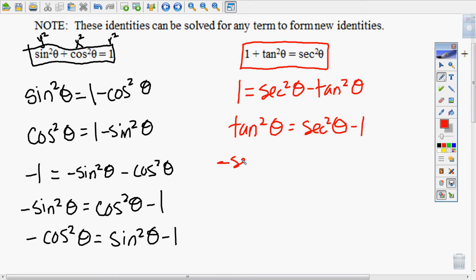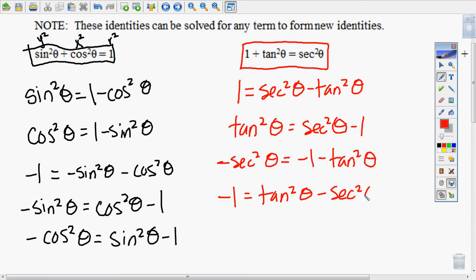What if I wanted a negative secant squared theta? The 1 and the tan are going to both become negative because they were already positive, so they now become a negative. What if I want a negative 1? I'm going to end up with a positive tan and a negative secant. And then if I wanted a negative tan, what happens here? Negative secant, positive 1. Perfect. I get a positive 1 and a negative secant.